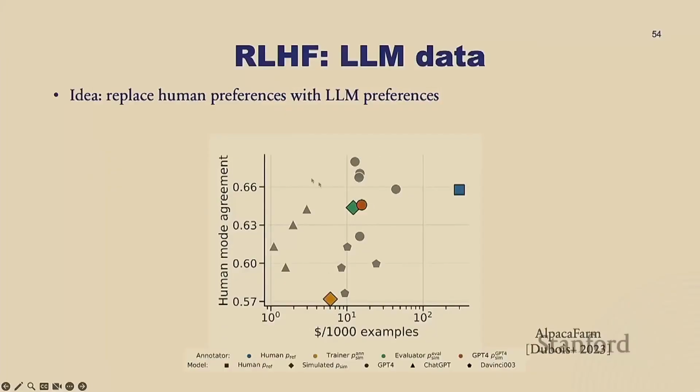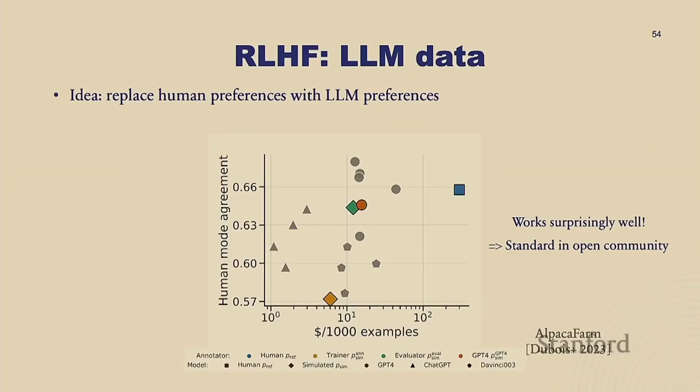And here I just showed many different models. And basically, you see that models are much cheaper, and they can actually get higher agreement with the mode of humans than humans themselves. And the reason why is because humans have a lot of variance, models have no variance. So they might be a little bit more biased, but have less variance. So it works surprisingly well, and now it's kind of the standard in open source community.